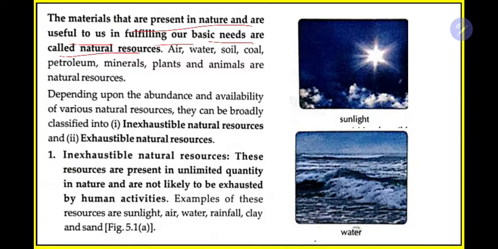So we classify them as inexhaustible natural resources. I think this is clear. So if you look into these photographs, just look at the first photograph. They are showing sun, and the next is water. That means these two are examples of our inexhaustible natural resources. That is, these are present in unlimited amount.